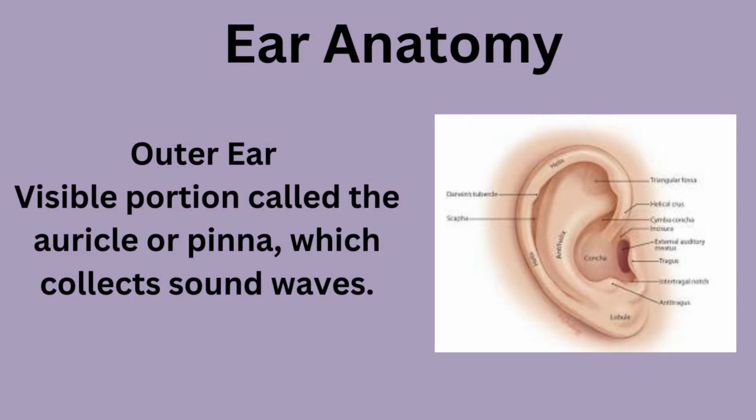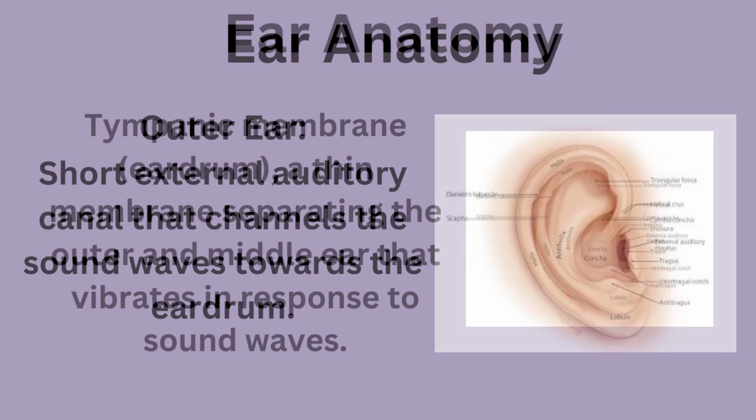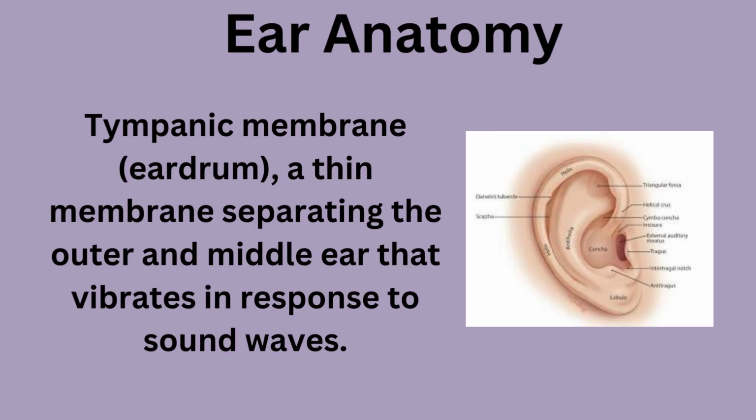1. Outer ear. The visible portion is called the auricle or pinna, which collects sound waves. The short external auditory canal channels the sound waves towards the eardrum. The tympanic membrane, or eardrum, is a thin membrane separating the outer and middle ear that vibrates in response to sound waves.